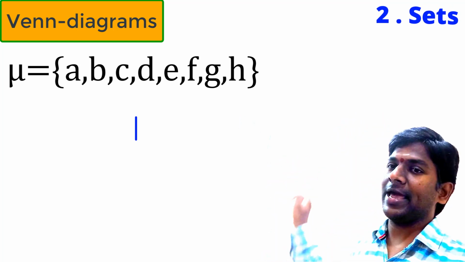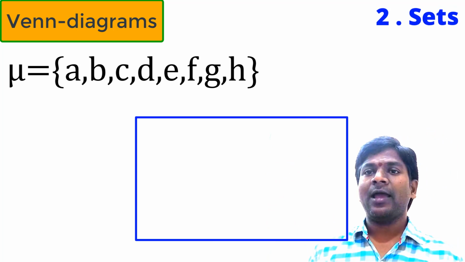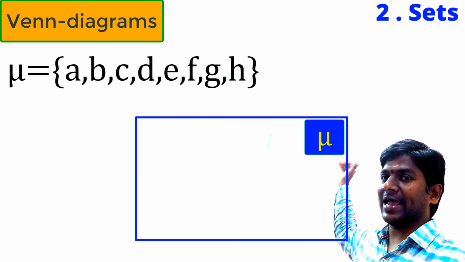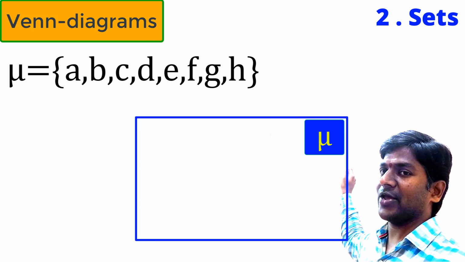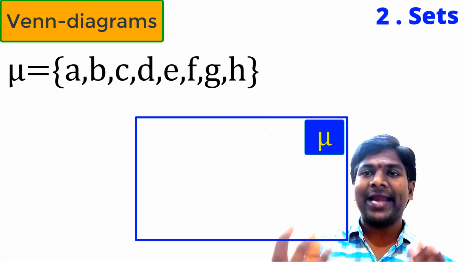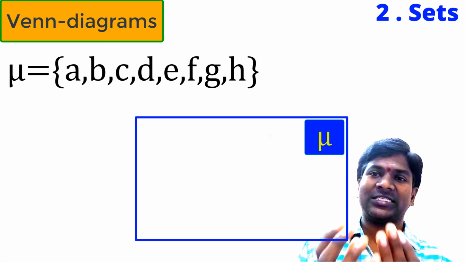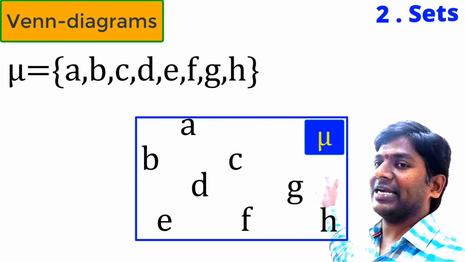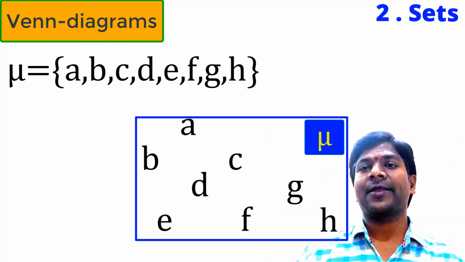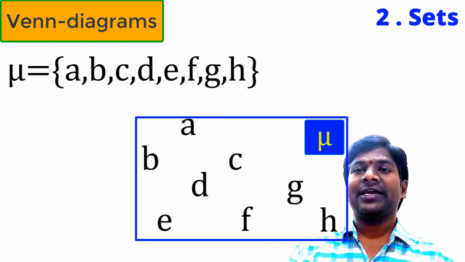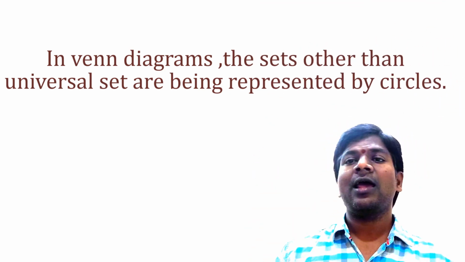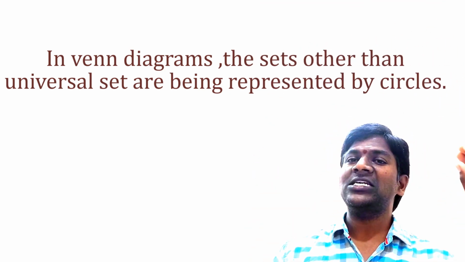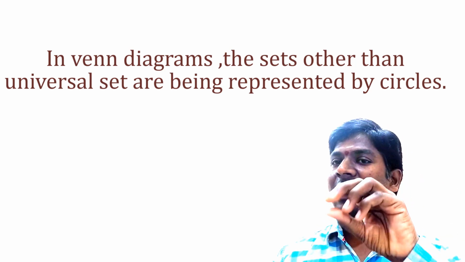First, we draw a rectangle as shown on the screen. On the top right corner of the rectangle, we use the symbol of the universal set mu, and we write all the elements of the universal set A, B, C, D, E, F, G, H in the rectangle part. This is the representation of the universal set in the form of a Venn diagram. To represent a set by a Venn diagram, we draw a circle and write the elements of the set in the area of the circle.